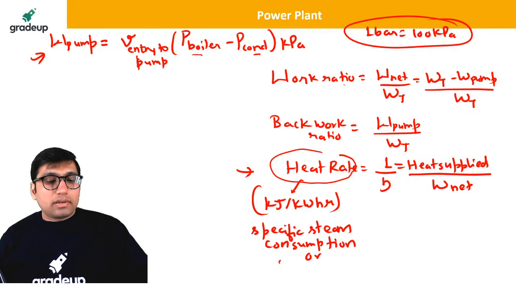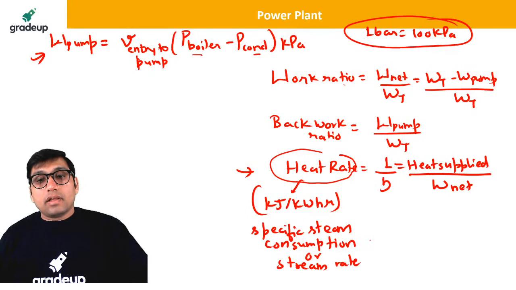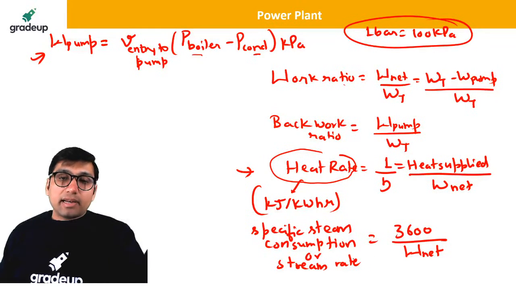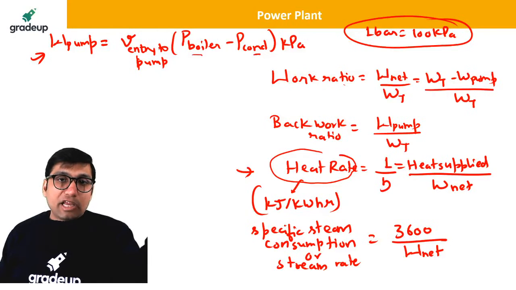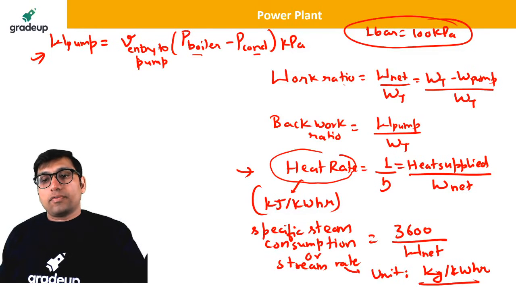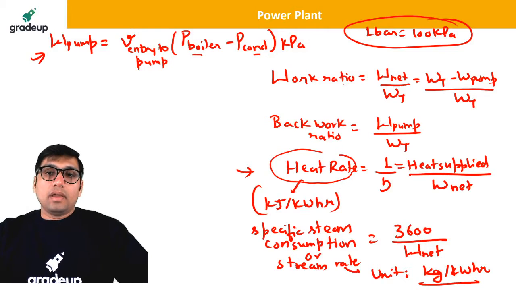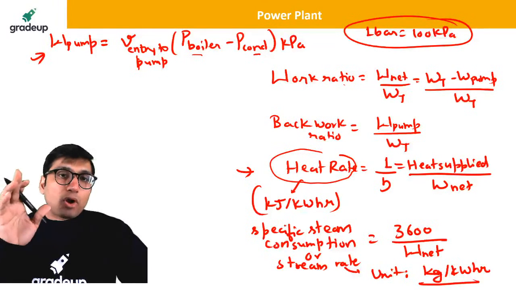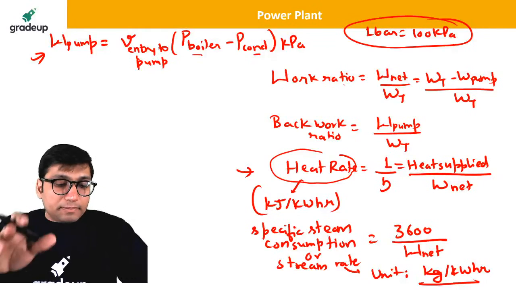Specific steam consumption or steam rate is given by 3600 divided by net work output. Specific steam consumption or steam rate basically tells you the amount of steam consumed in kilogram per hour to produce net work output in kilowatt. The unit here is kilogram per kilowatt hour. This is the unit of specific steam consumption. Clear? So these are some important formulas from the Rankine cycle that you have to remember.